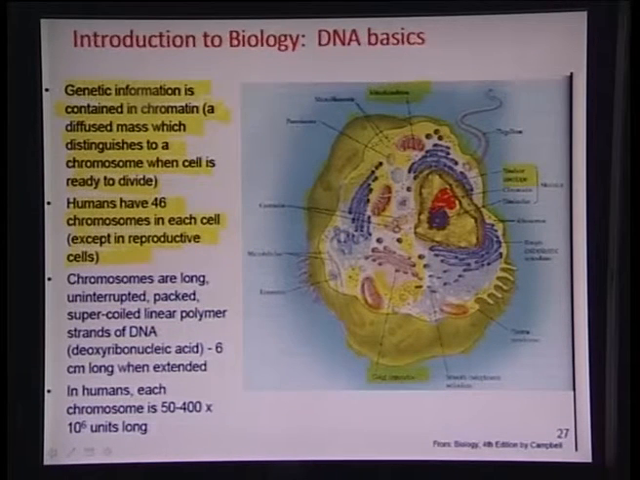And as we indicated before, chromosomes are long, uninterrupted, packed, supercoiled, linear polymeric strands of DNA molecule. And just to add a few surprises for you, the supercoiled form of DNA in a chromosome, if you just open it up and spread it around, can be as long as about 6 centimeters. So starting from a small molecule, this molecule can extend all the way to about 6 centimeters. Can you imagine the kind of compression density that it has?